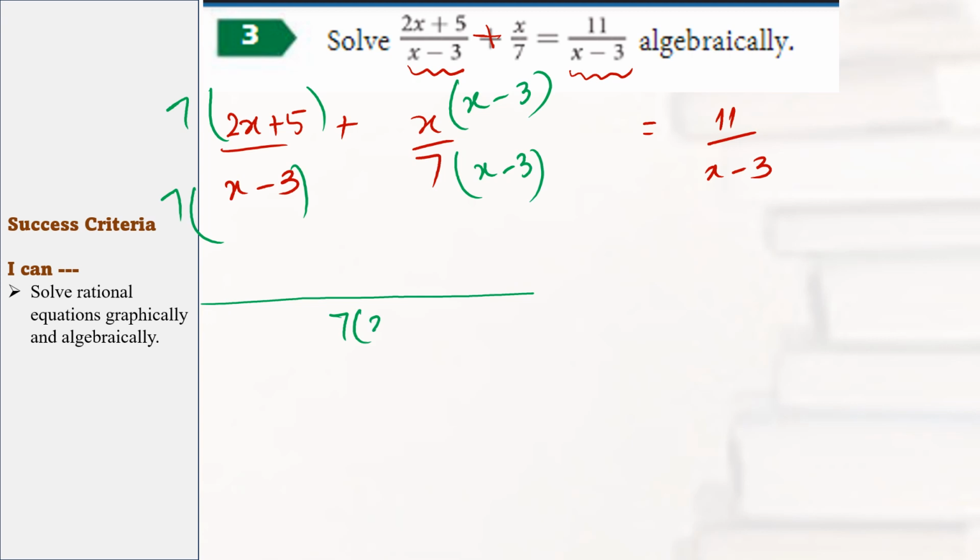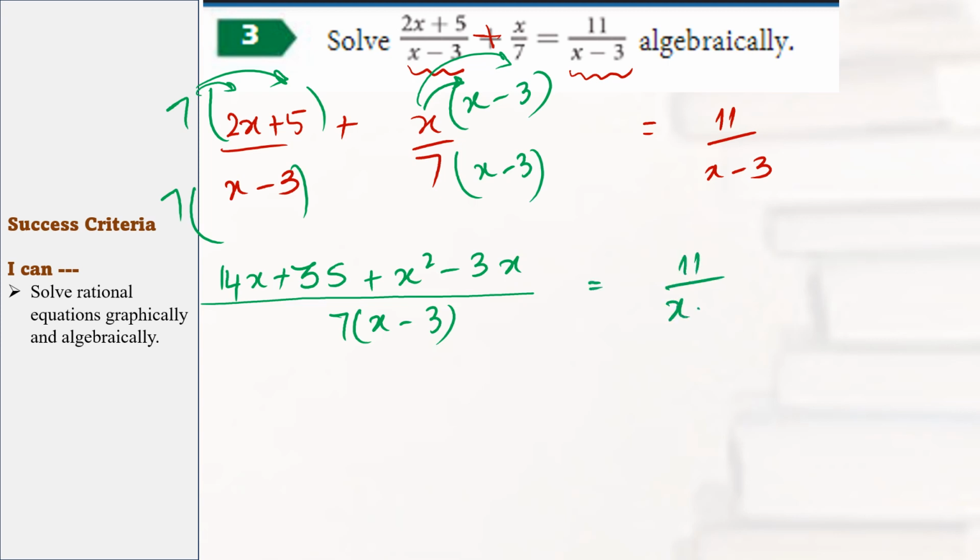Write the denominator as it is. Open the bracket. 7 times 2, 14x. 7 times 5 is 35. Plus x times x is x square. And plus x times minus 3, minus 3x. And right hand side we will write as it is. Now it is one expression, so we can cancel x minus 3 in the denominator.